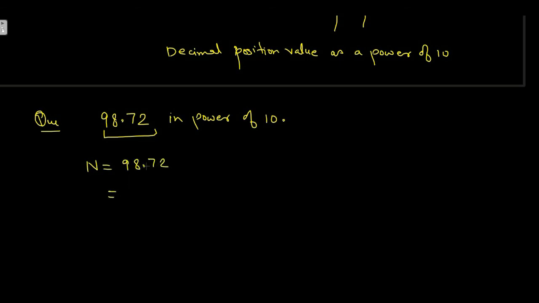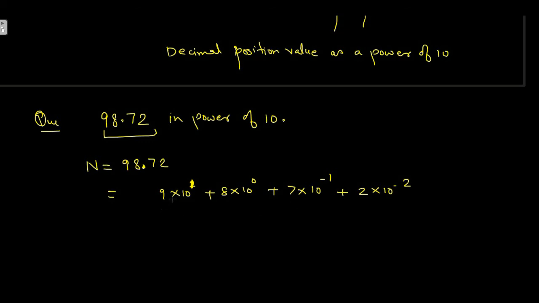So we can write it as, before the decimal point the power should be positive. So it is 8 into 10 to power 0 plus 9 into 10 to power 1. And after the decimal point the power is negative, 7 into 10 to power minus 1 plus 2 into 10 to power minus 2. So in this way we can write a decimal number in the power of 10.